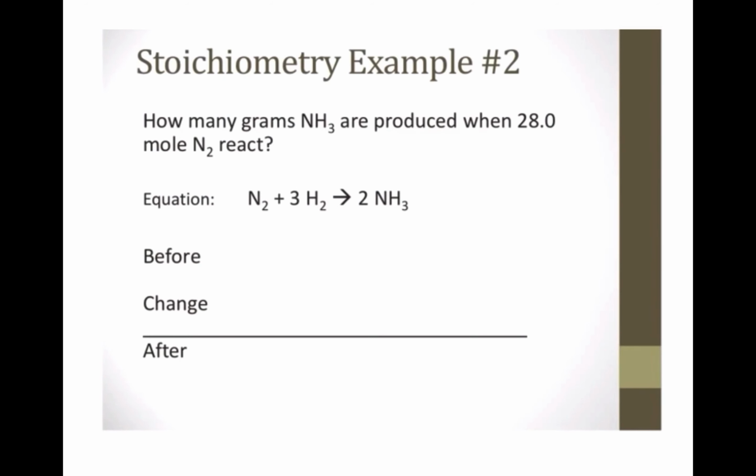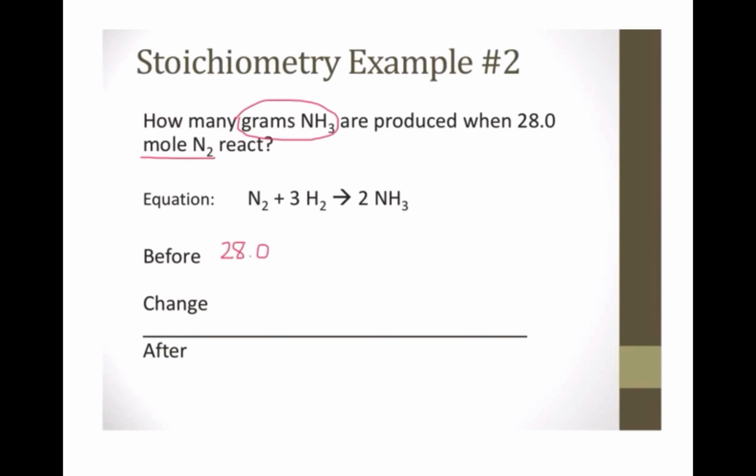We're going to look at one more example. In this problem, we start with moles of nitrogen, and we want to know grams of ammonia. So since we start with moles, we don't need to do any conversions to get into moles. We can start by using our BCA table right away. So it says 28.0 moles of nitrogen react.